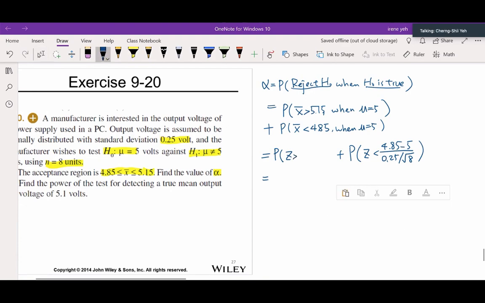Okay, z greater than 5.15, subtract 5, divided by 0.25 divided by square root of 8. Okay, so z greater than positive 1.7, z less than negative 1.7.